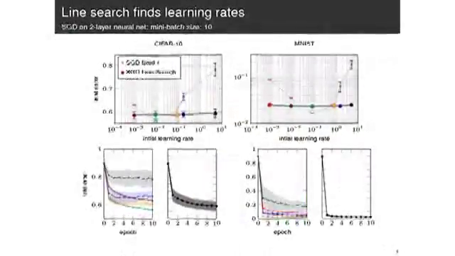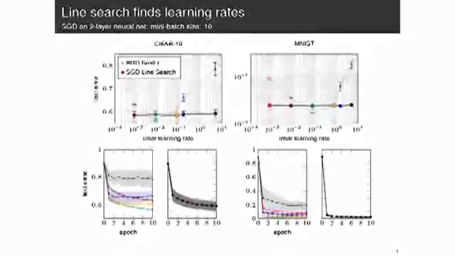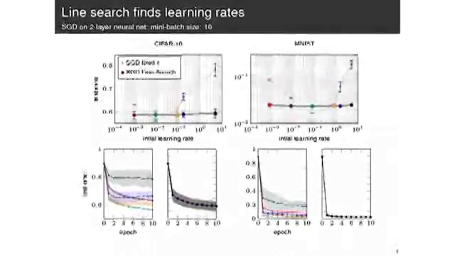on two different architectures of a two-layer neural network in combination with stochastic gradient descent. One network is on CIFAR-10, which is on the left side of the slide, and the other one is on MNIST, which is on the right side of the slide. Now, top plots show test error versus initial learning rate after 10 epochs. And so this is basically performance, and the lower is better.